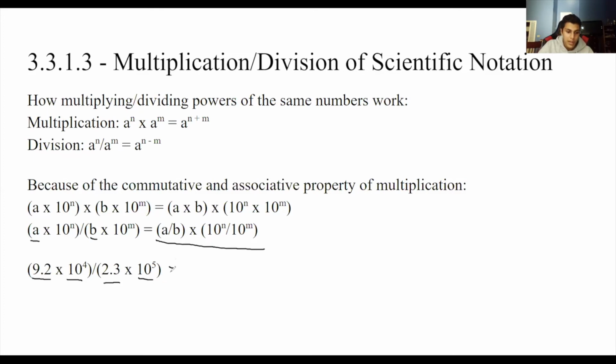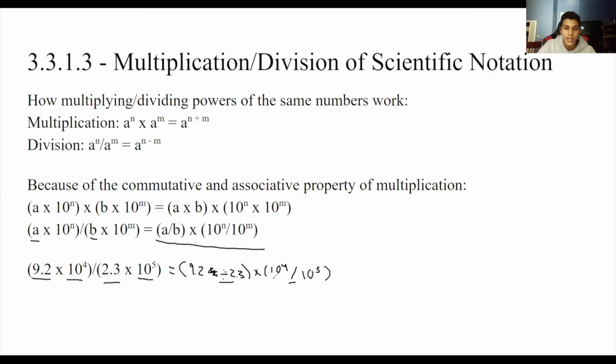So if I follow my equation and write it out, this gives me 9.2 divided by 2.3, and then times 10 to the power of n, which is 10 to the power of 4, divided by 10 to the power of 5. And yeah, I just noticed that I used different division signs here. That was an accident. These both mean the same thing.